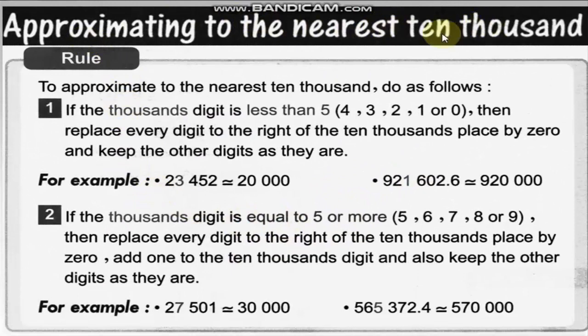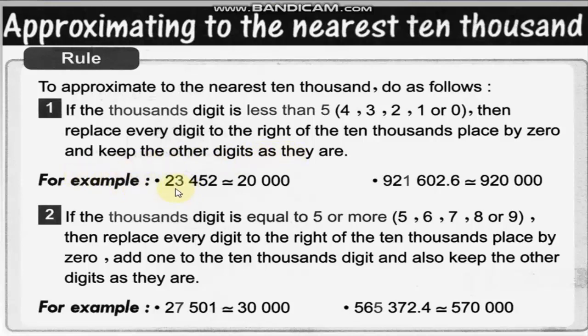Approximating to the nearest 10,000. To approximate to the nearest 10,000, do as follows. Number 1. If the thousand digit is less than 5, meaning 4, 3, 2, 1, 0, replace every digit to the right of the 10,000s by zeros and keep the other digits as they are.